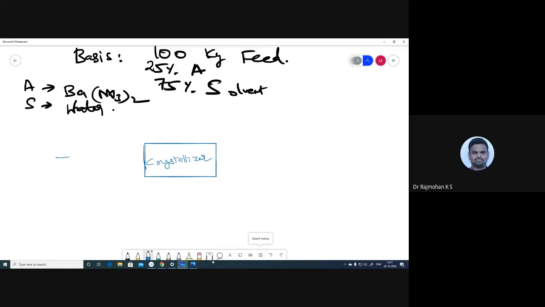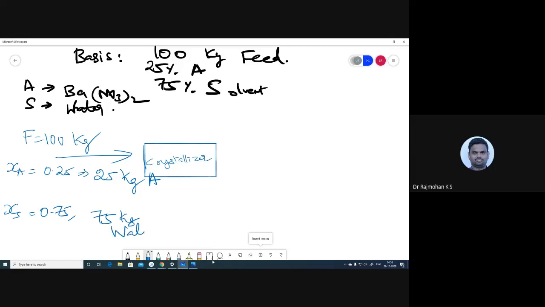In this crystallizer, feed is entering. Let F equal 100 kg be entering. It is given that XA is 0.25, which means 25 kg A. The rest, 0.75, means 75 kg water. So this is the feed concentration. In the question it is given 25% A, 75% solvent water.